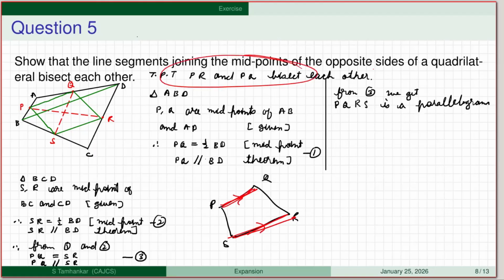And we have to prove that PR and PQ bisect each other. That's another property of parallelogram. And what is that property? That property is that the diagonals of a parallelogram bisect each other. Okay, the diagonals of a parallelogram bisect each other.